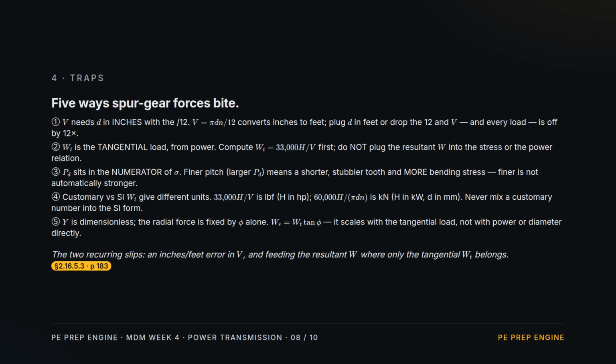Traps. 5 ways this bites. 1. Pitch line velocity needs the diameter in inches with the over 12. Get that wrong, and every load is off by a factor of 12. 2. The tangential load comes from power. Never plug the resultant into the stress. 3. Diametral pitch is in the numerator of the stress, so finer teeth carry more bending, not less. 4. The customary and SI transmitted load formulas give pounds versus kilonewtons. Don't mix a customary number into the metric form. 5. The form factor is dimensionless, and the radial force is fixed by the pressure angle.